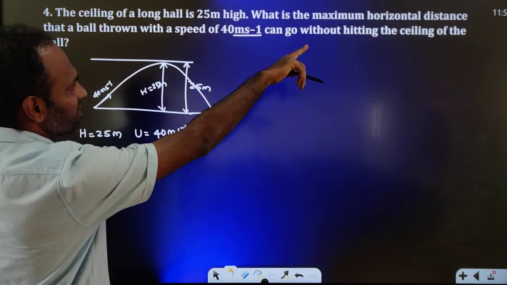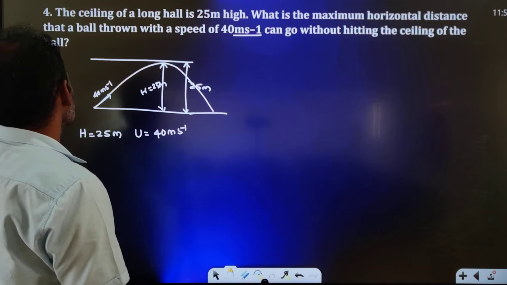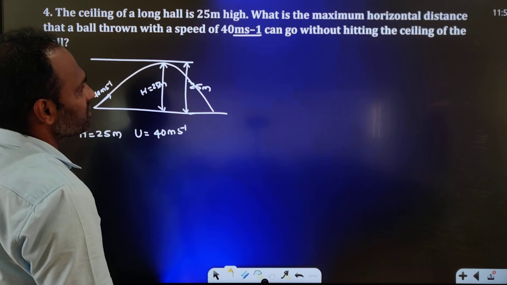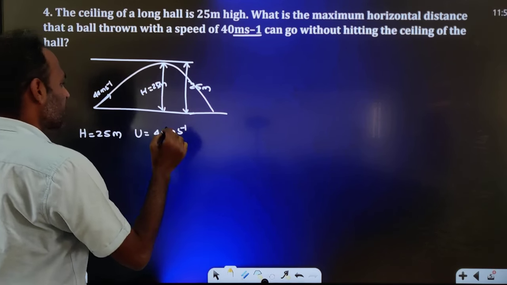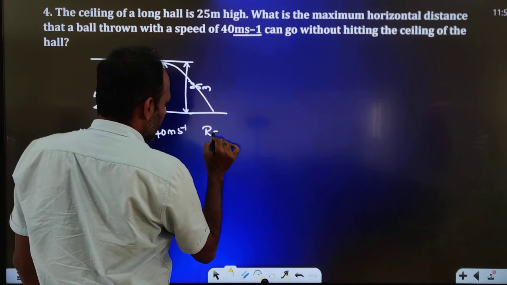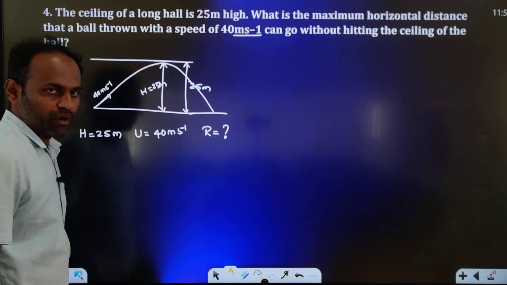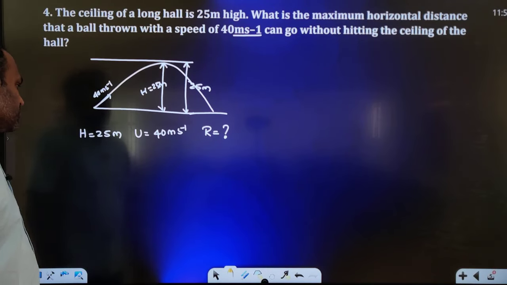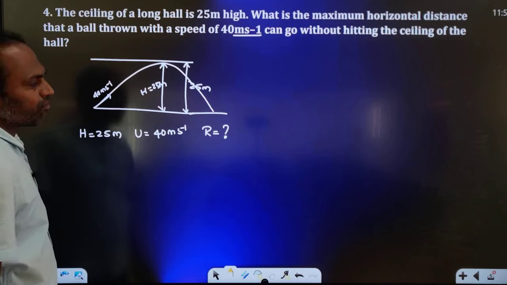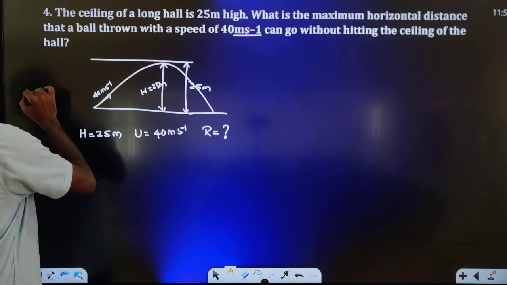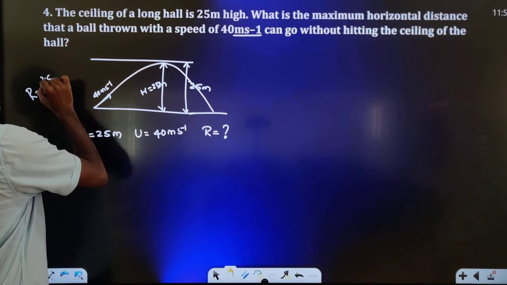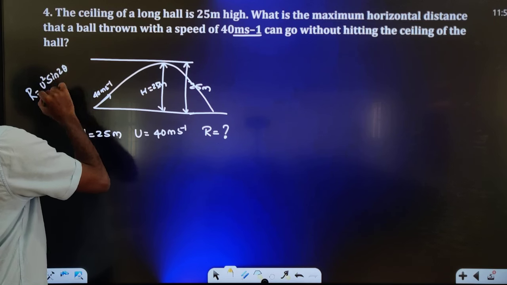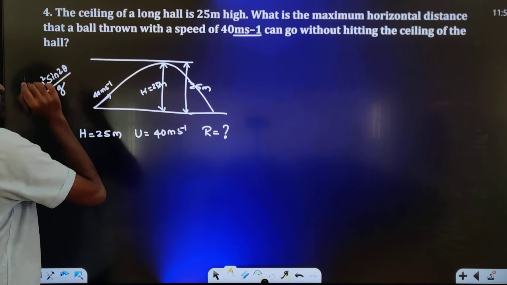What is the maximum horizontal distance that a ball thrown with a speed of 40 meters per second can go without hitting the hall? Maximum horizontal distance means what do you have to calculate? You have to calculate the range. So to calculate range, what is the formula? The formula of range is u square sin 2 theta upon g. This is the formula of range.